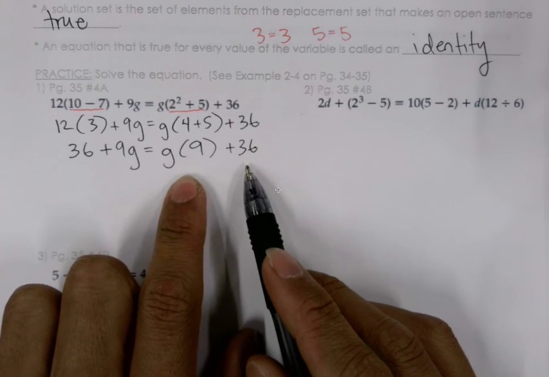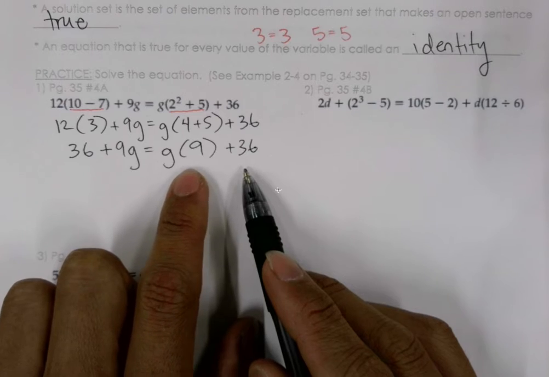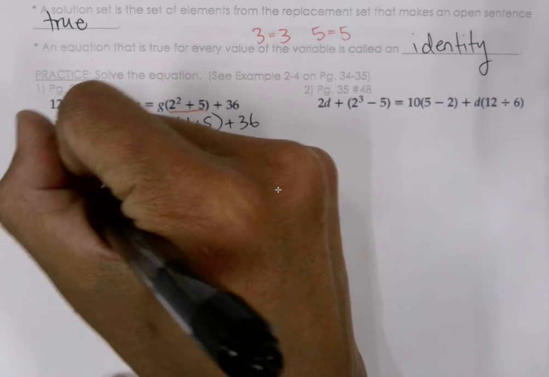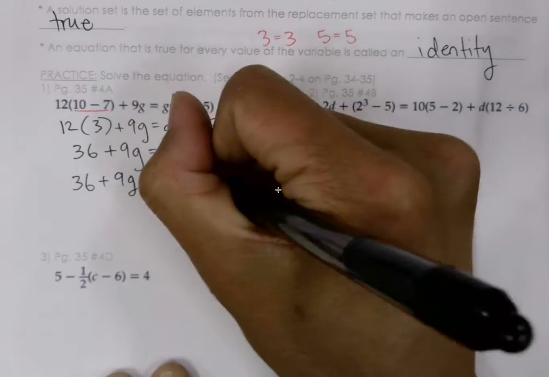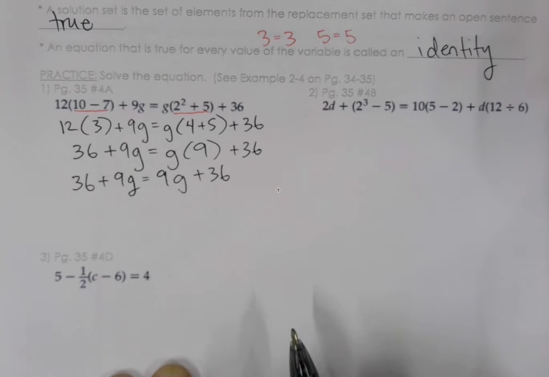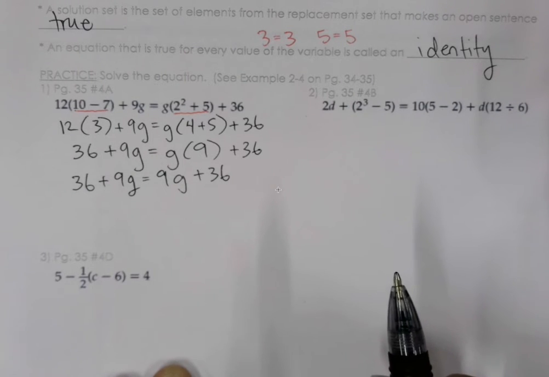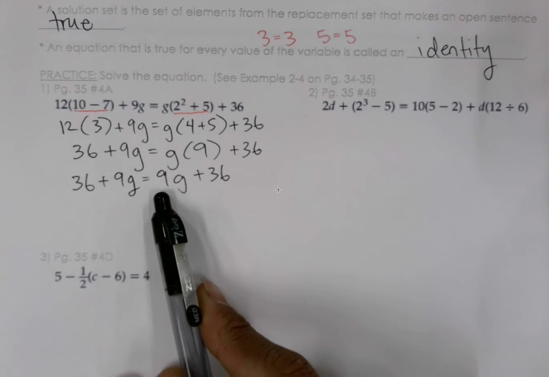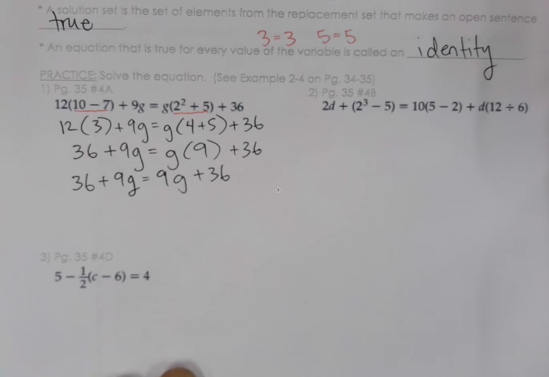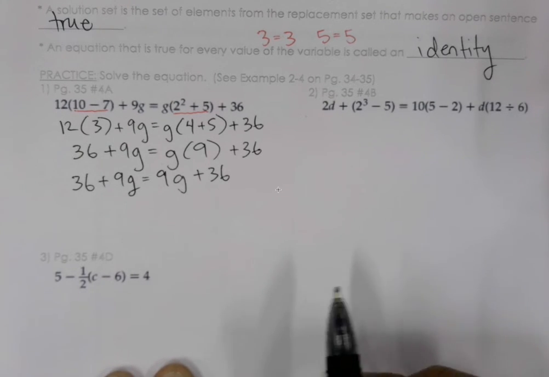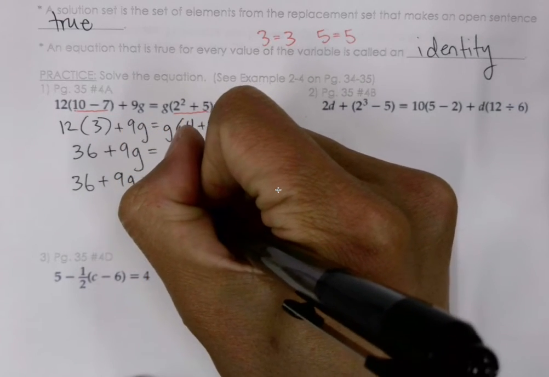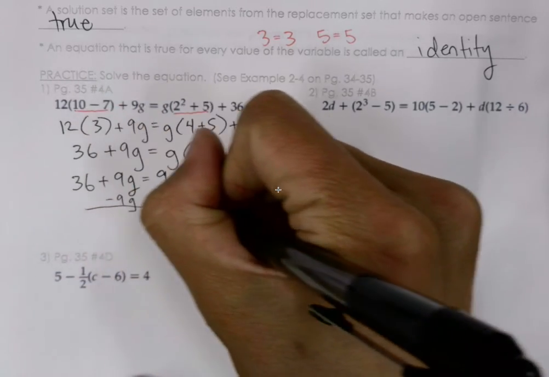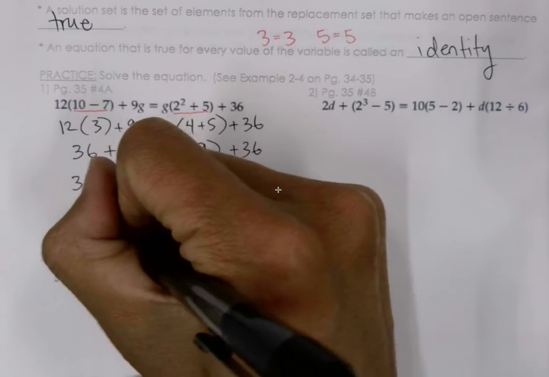The right side, we have a multiplication to perform. So let's go ahead and do that. 9 times g plus 36. Now that we're here, we want to get the term with the variable alone on one side of the equal sign and the constant on the other side of the equal sign. So I'm going to start by moving this 9g to the other side of the equal sign. I'll subtract 9g from both sides, and that will leave me with 36.